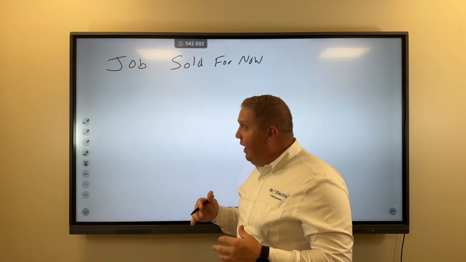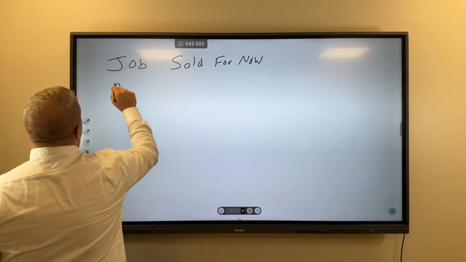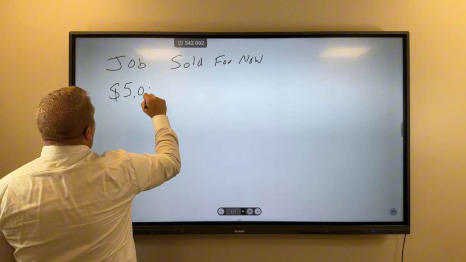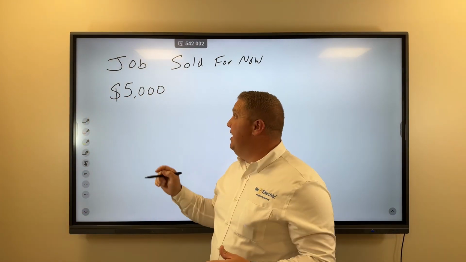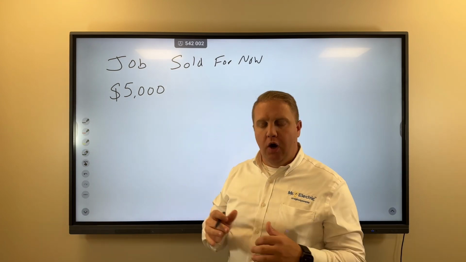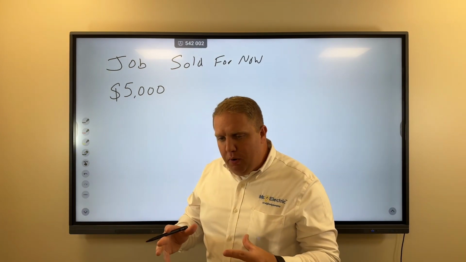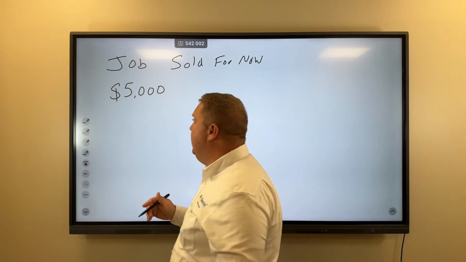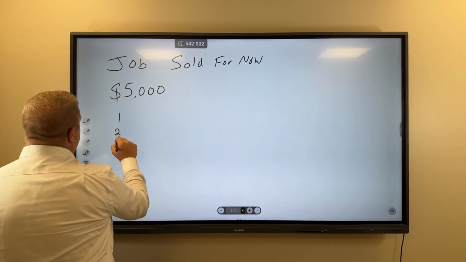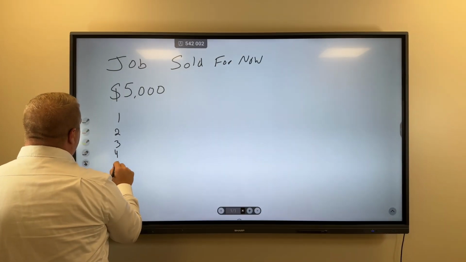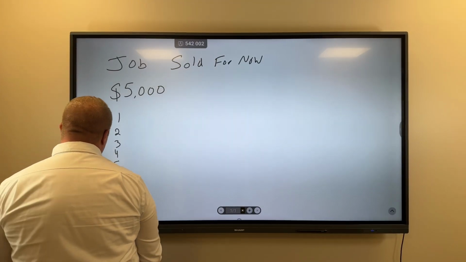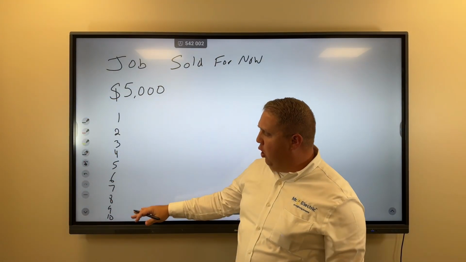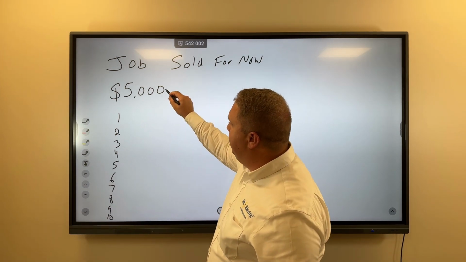All right, let's say we've got a $5,000 job that is on the docket. The homeowner wants to go forward with a $5,000 job. We've gone out, we've quoted this, we've landed this, we're good to go. So our material process is very simple. If you need 10 parts, let's just write this down: 1, 2, 3, 4, 5, 6, 7, 8, 9, 10. You need 10 parts to complete this $5,000 job.